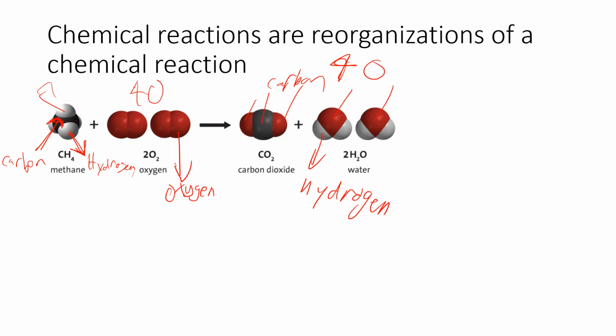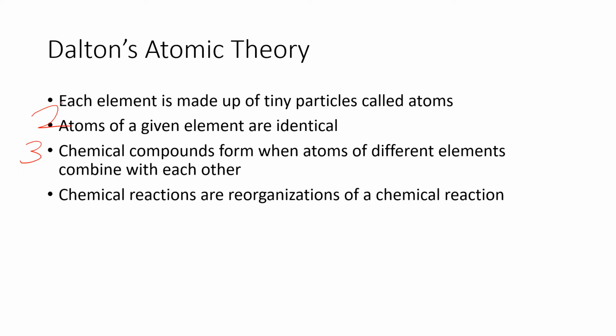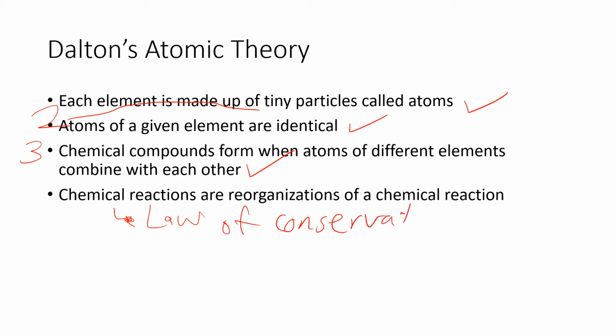And those are the 4 points of Dalton's atomic theory. To recap, each element is made up of tiny particles called atoms. Atoms of a given element are identical. Chemical compounds form when atoms of different elements combine with each other. And chemical reactions are reorganizations of atoms, similar to the law of conservation of mass. That's how I help myself to remember it. And the key here is that you're not changing an atom to another atom or an element to another element. You're just rearranging the elements that you start off with. Okay?